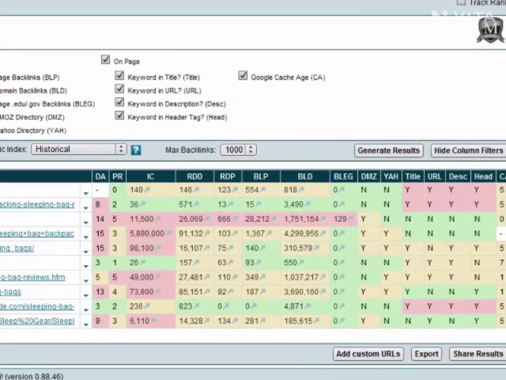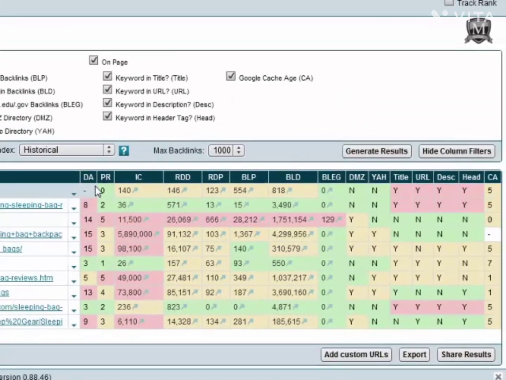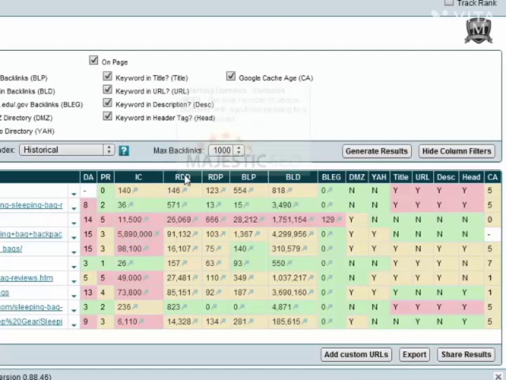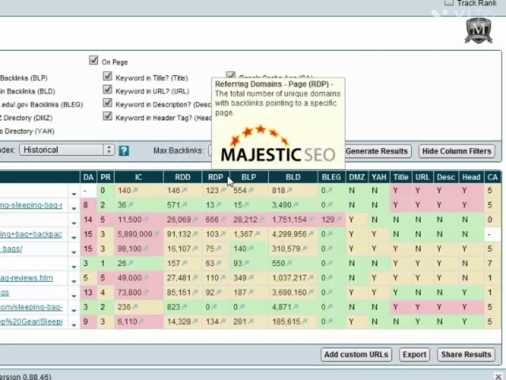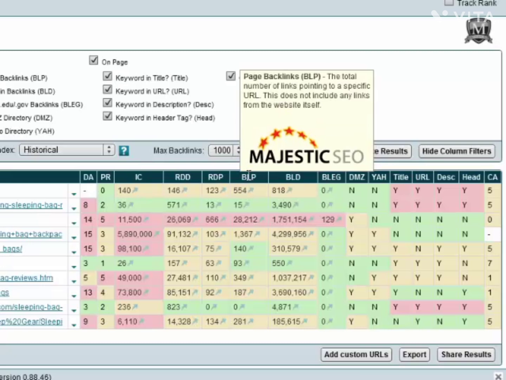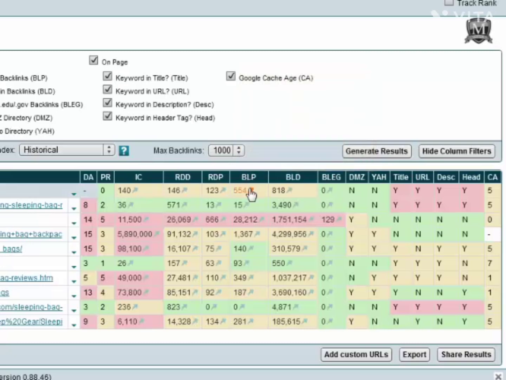But then what we can do is we can look at how well they're optimized. So their page rank is 0. That's a good sign. They have 140 pages indexed. That's pretty good. We have the backlinks to the page. So how many backlinks they have? They have 554, which is a fairly good amount. And they have 800 backlinks to their domain. They're not in DMOZ, they're not in Yahoo, but they are using sleeping bag reviews in their title tag, their URL, their description, and their heads.